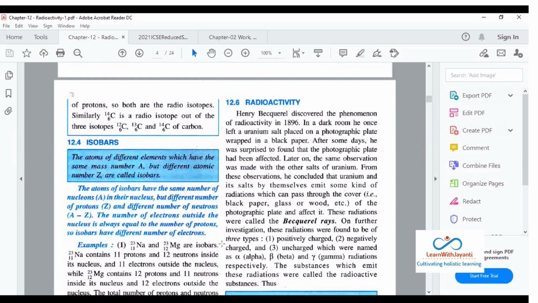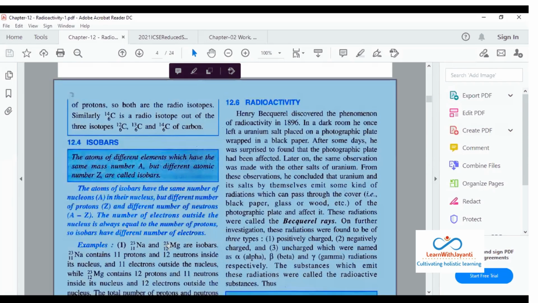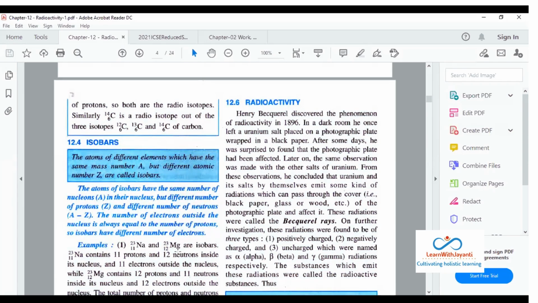Of course, different elements will be different chemically. So what do we call isobars? Sodium. Like if you notice, there is an isotope of magnesium which has mass number 23. Magnesium's mass number is 24, but there is an isotope of magnesium which has 23. So if you notice, these have the same atomic mass, so these are called isobars.